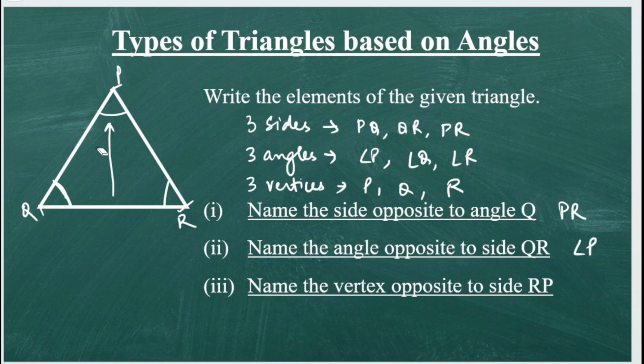And the last part is you have to name the vertex opposite to side RP. So this is our RP side. This one is RP. What is the vertex opposite to side RP? So that is vertex Q. So we will write down vertex Q.